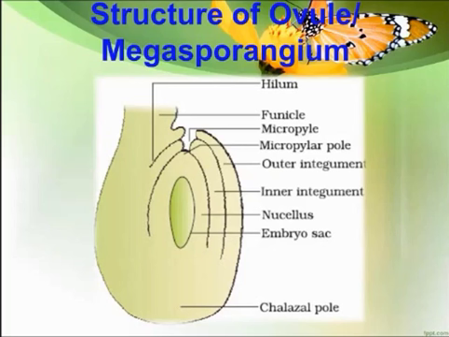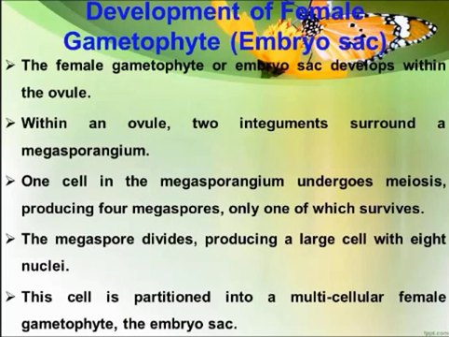Enclosed within the integuments is a mass of cells called the nucellus. Cells of the nucellus have abundant food reserve. Located in the nucellus is the embryo sac or female gametophyte. After the structure of an ovule, let's start with the development of the female gametophyte.